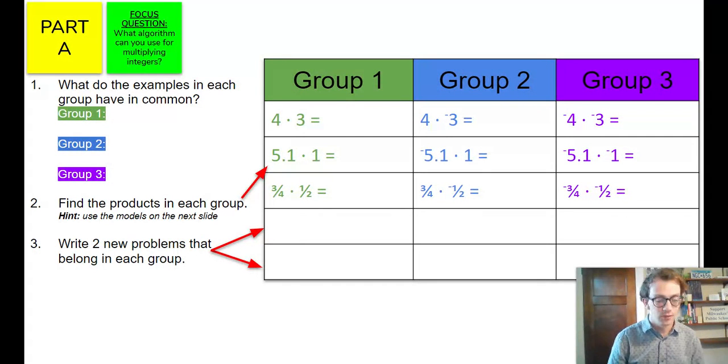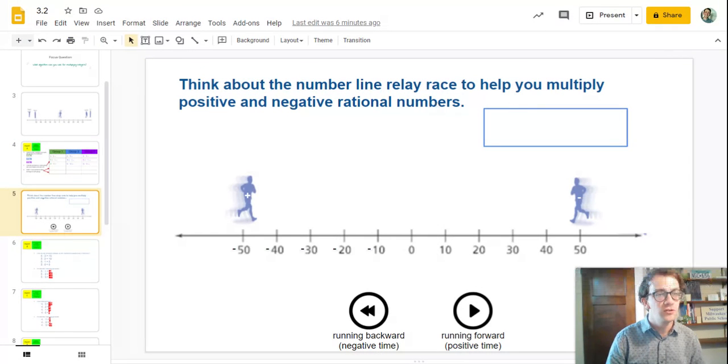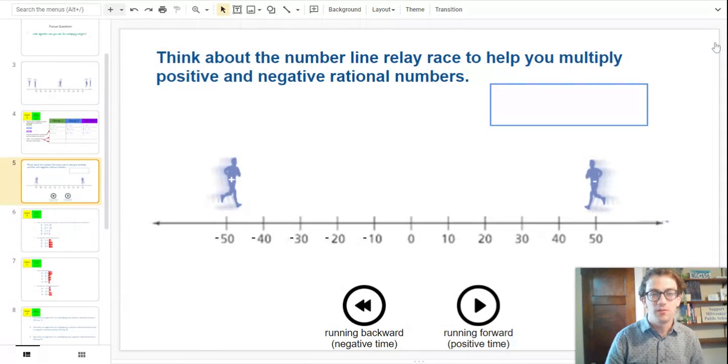All right? As you're working through this, I'm going to encourage you to use your strategies that we've practiced in order to figure out what these will always equal. A really great strategy that I always want you to think about when we are multiplying integers, when you're multiplying positive and negative numbers, is our number line relay race. Remember, we're going to be paying attention to the distance that the person is running, either positive or negative, and for how long they're running, either positive or negative.